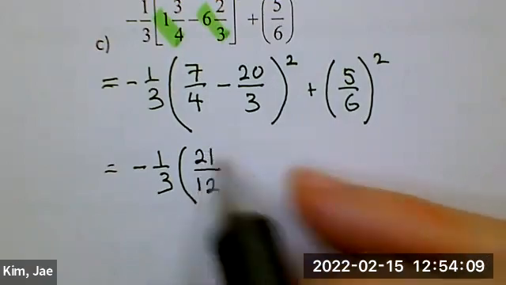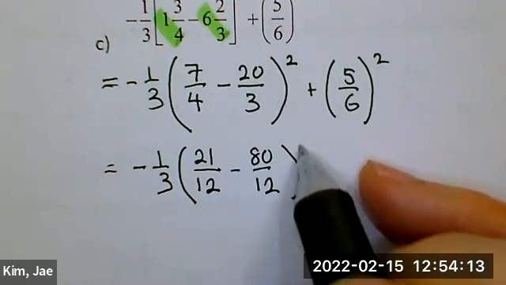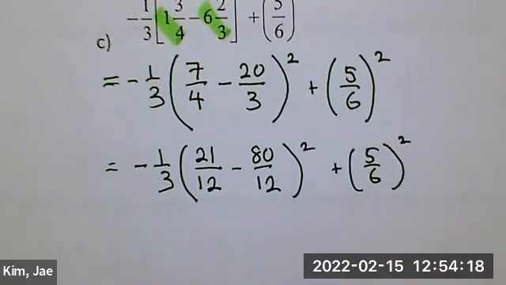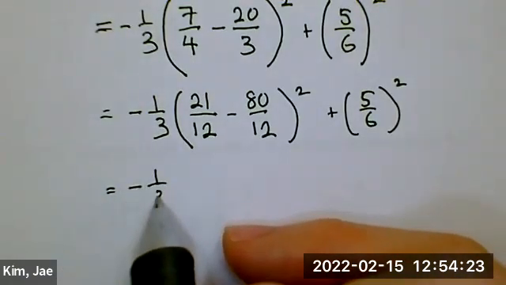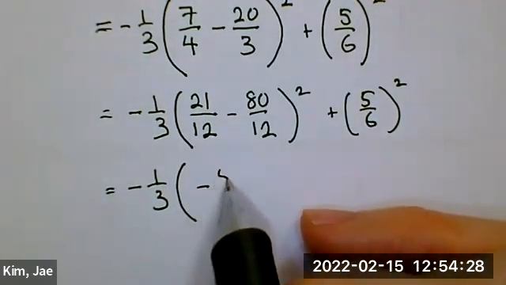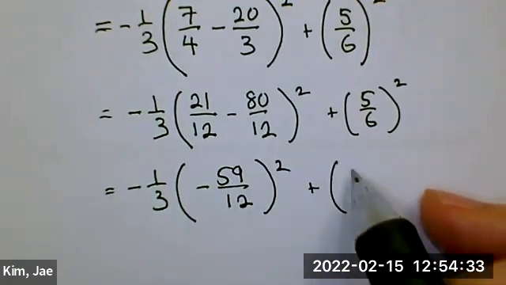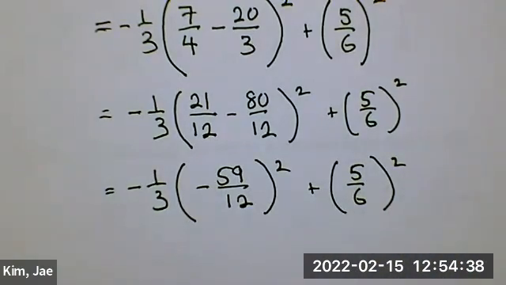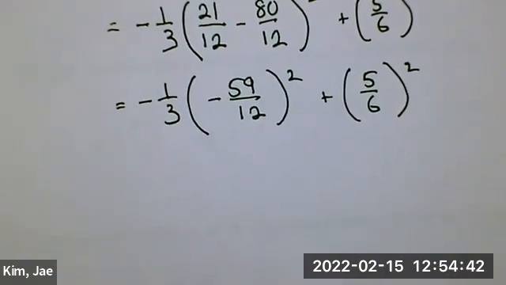This is a 12 with a 21. This becomes a 12 with an 80. Let's keep going. I still have to deal with a bracket. So that becomes negative 59 over 12 squared. All right. Whoa, it's going to be a big number. Let's keep going.